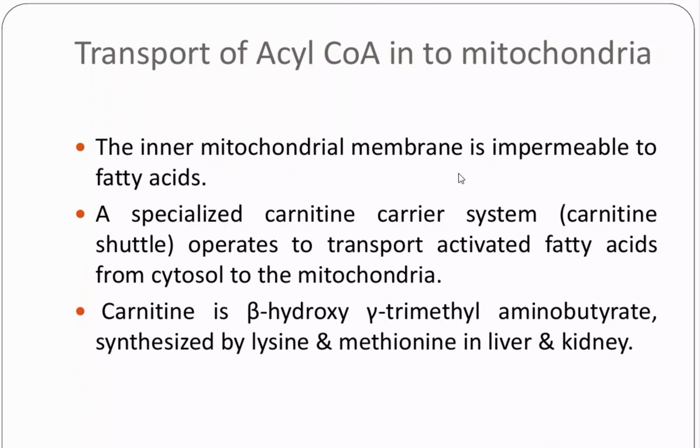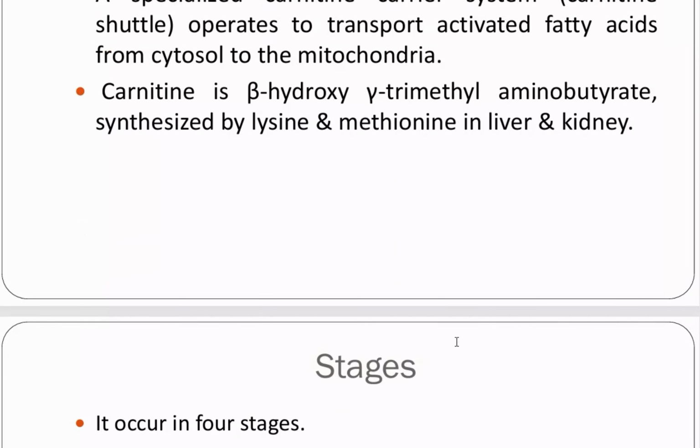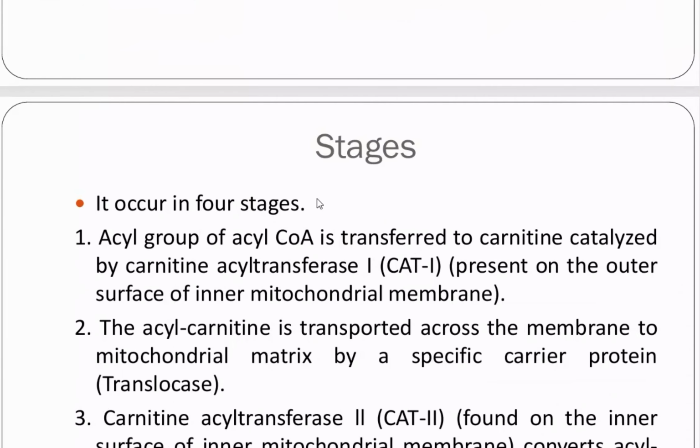The inner mitochondrial membrane is impermeable to fatty acids. So a specialized carnitine carrier system, called the carnitine shuttle, operates to transport the activated fatty acids from the cytosol to the mitochondria. What is carnitine? Carnitine is beta hydroxy gamma trimethyl amino butyrate, which is synthesized from lysine and methionine in the liver and kidney. It occurs in four stages.